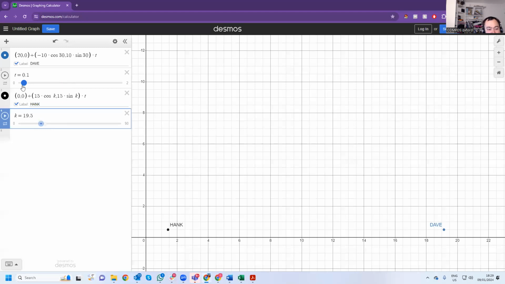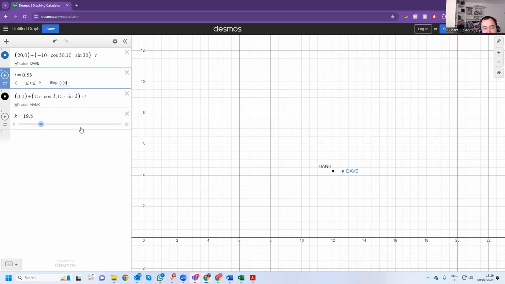Let's see, Hank and Dave start, and bam, bam, bam. You can see that vertically they travel the same distance, and well, it's not sensitive enough. Let's make the step 0.01, from 0 to 1. Hank and Dave move, and they do meet if the angle is 19.5 degrees.